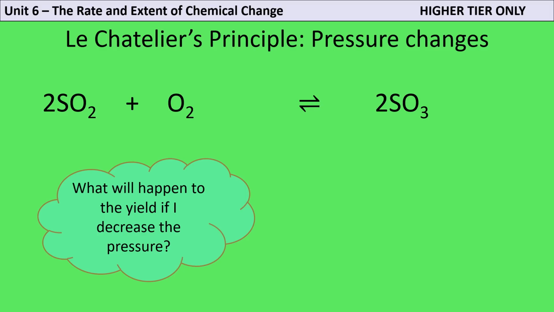In this example, I have 3 moles of gas in my reactants, but only 2 moles in my products. So the reactant side is a high pressure side and the product side is a low pressure side. If I decrease the pressure, Le Chatelier's principle tells me the system will shift to counteract that change and increase the pressure. So it's going to move the equilibrium towards the higher pressure side, which here is my reactants.